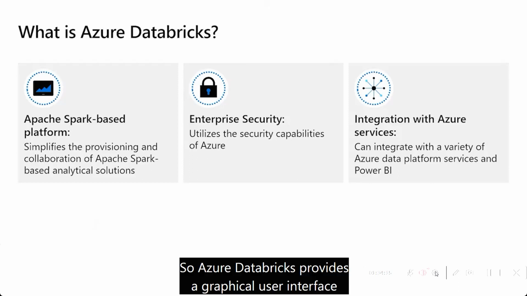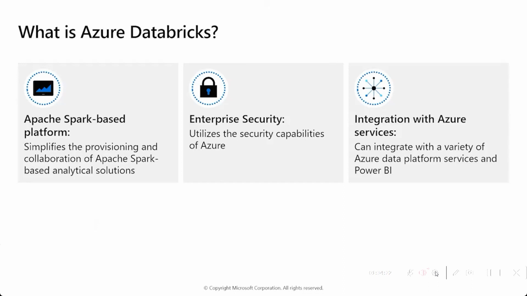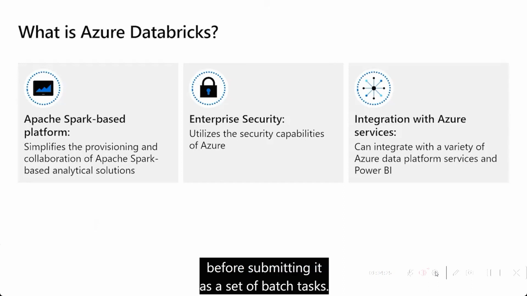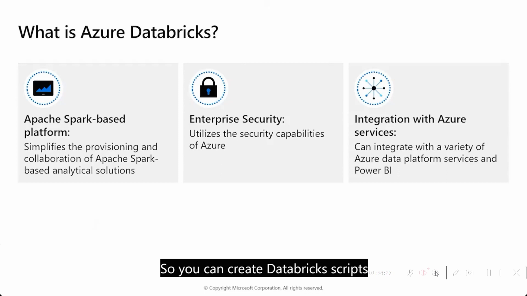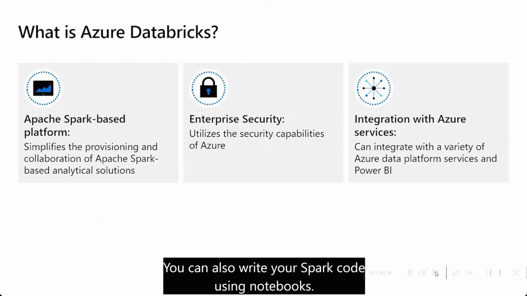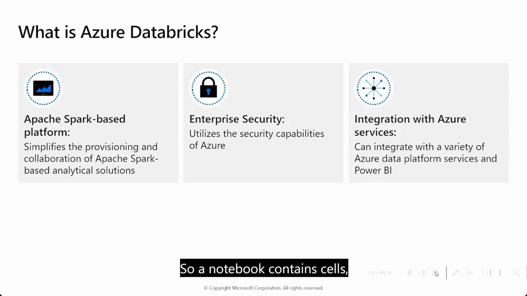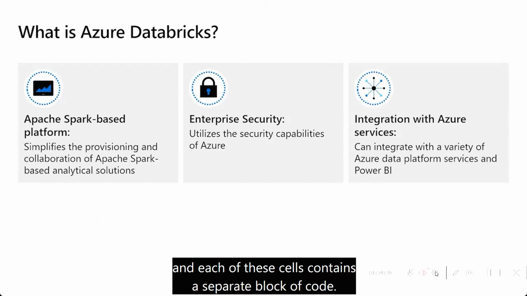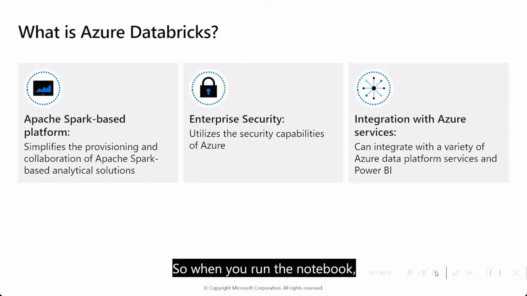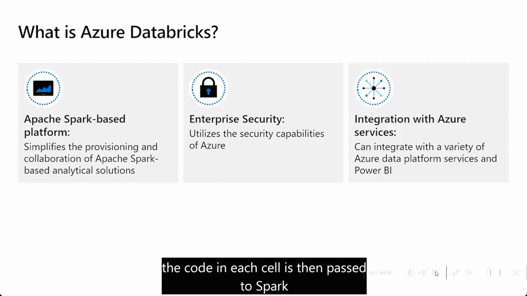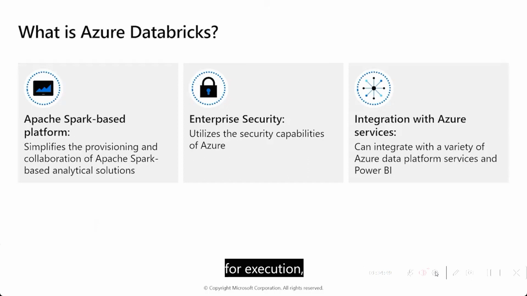Azure Databricks provides a graphical user interface where you can define and test your processing step by step before submitting it as a set of batch tasks. So you can create Databricks scripts and query data using languages like R, Python, and Scala. You can also write your Spark code using notebooks. A notebook contains cells, and each of these cells contains a separate block of code. When you run a notebook, the code in each cell is then passed to Spark for execution, cell by cell.